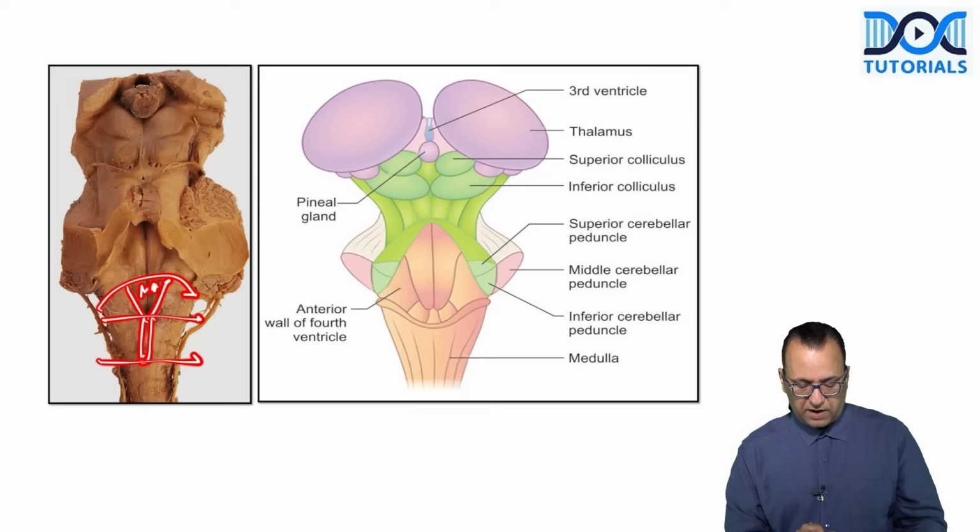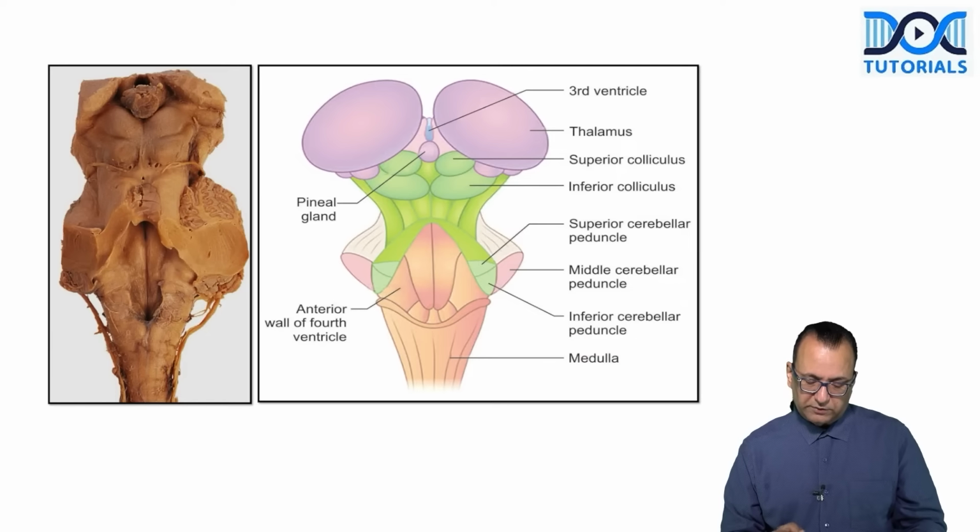So the upper half of medulla oblongata and the lower half of medulla oblongata. Later this central canal will continue into the spinal cord also, carrying the CSF. So these are some of the details we wanted to see.